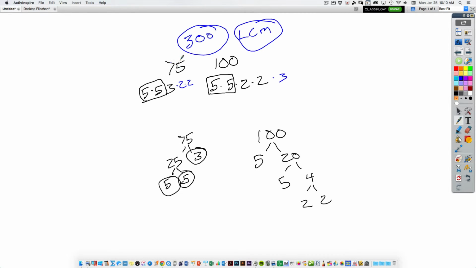Okay, that means if I did 75 times 1 times 2 times 3 times 4 times 5, and same with the 100, the lowest one that they're going to have in common is 300.